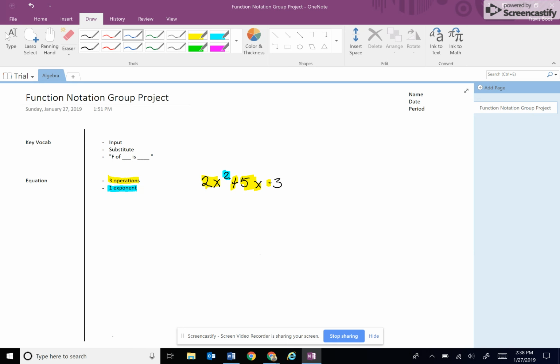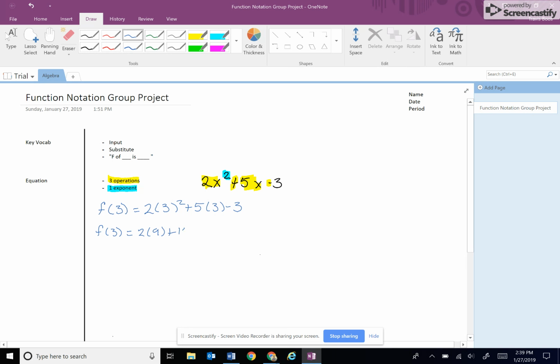So let's begin with my first input, which will be, let's try 3. Anytime I see the variable x, I'm going to substitute 3 in for x, and I'm going to do that using parentheses. So this is 2 times 3 squared plus 5 times 3 minus 3. Well, order of operations tells me that I need to do my exponents first. So 3 squared is 9.